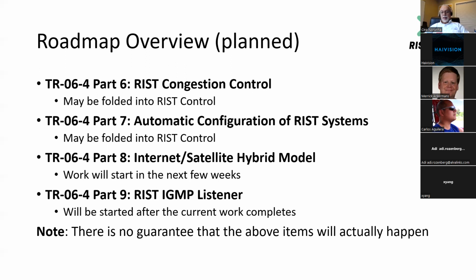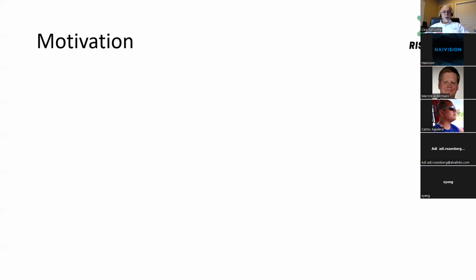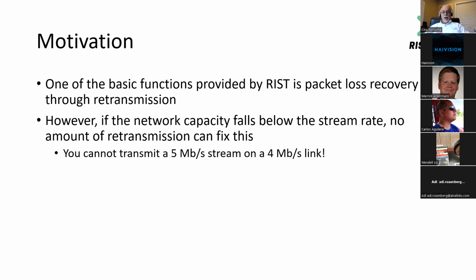All right, so let's get into the stuff that's done. TR-64 Part 1, source adaptation. So what's our motivation to have done that? Well, a basic function of RIST is packet loss recovery through retransmission. However, if you don't have network capacity, there's no retransmission, no fix. You cannot make a 5 megabit stream go through 4 megabits per second. There's no retransmission in the world or FEC or anything else that can fix that. So you need to resolve that at the source.